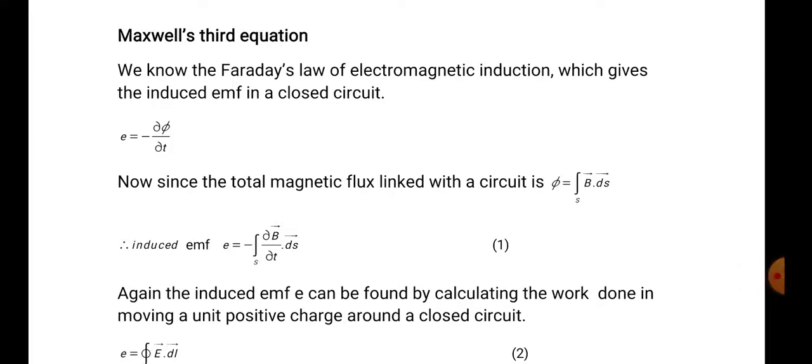Today we discuss Maxwell's third equation. In previous lectures, we already discussed Maxwell's first equation and Maxwell's second equation. Maxwell's first equation totally depends on Gauss's law of electrostatics, and Maxwell's second equation totally depends upon Gauss's law of magnetostatics. Now, today we discuss Maxwell's third equation. Maxwell's third equation is based on Faraday's law.